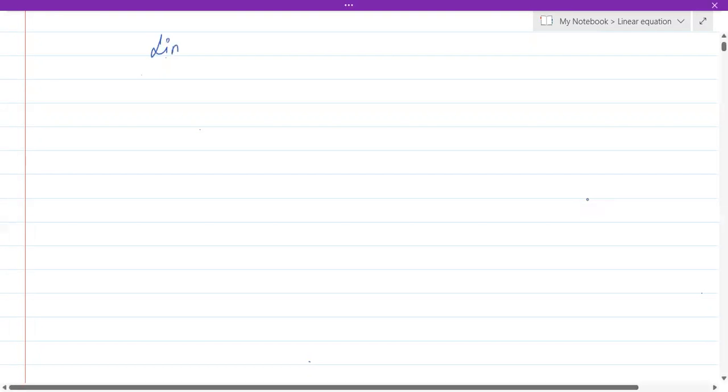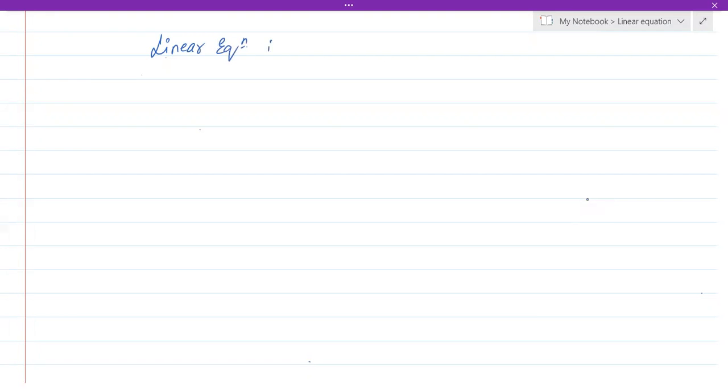Hello students. So in the previous video, we had discussed what are linear equations in two variables. An equation is said to be linear if the highest powers of the variables involved are 1. Here we have two variables, and both the variables should have the highest power as 1. Only then we can call it a linear equation.